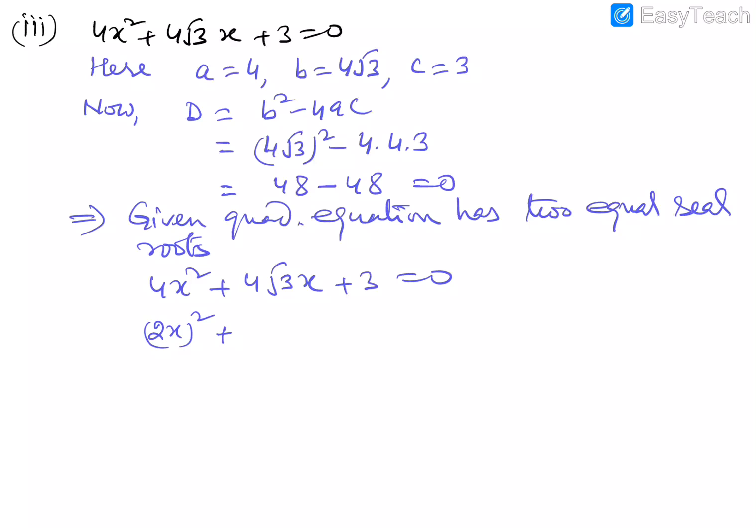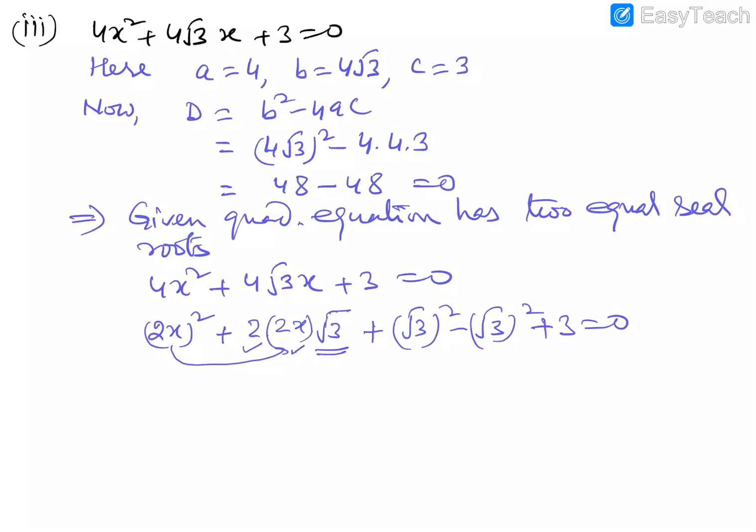Here we have not divided the quadratic equation, directly taken. So first term can be expressed as 2x square. Then second term can be expressed as 2 into 2x into root 3. So this is 2, this is a, then remaining part is b. Now add square of b and subtract square of b. Plus 3 is equal to 0.